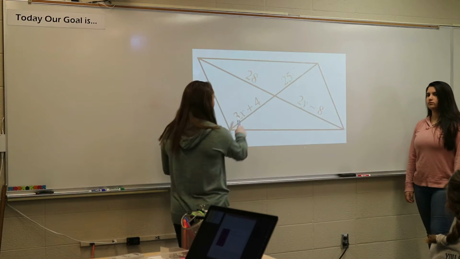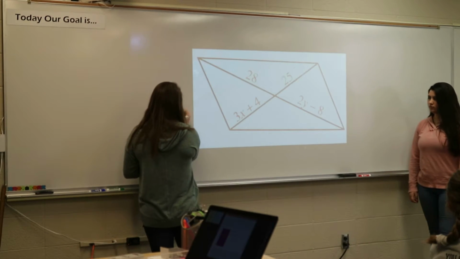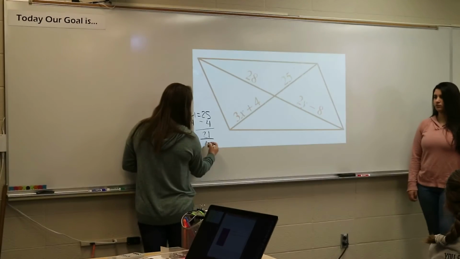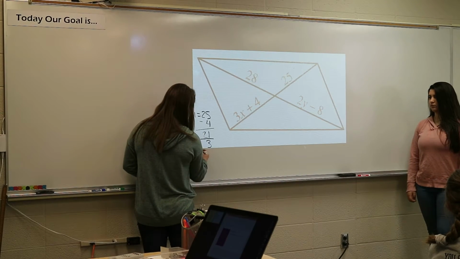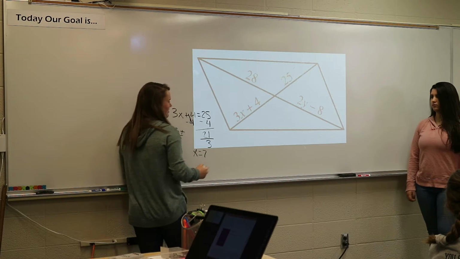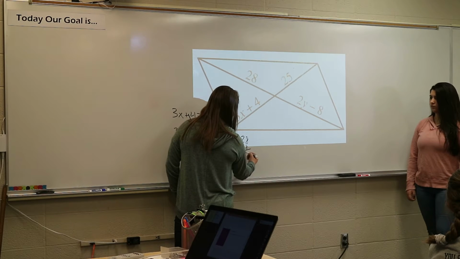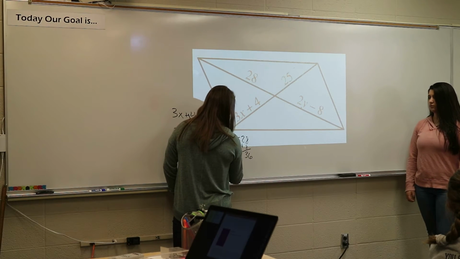Okay, so these have to equal each other. So I'm going to do 3x plus 4 equals 25, and solve for it. And then we divide 3 over, and that equals 7. And then we have to take the 2y minus 8 equals 28, and then solve for that.